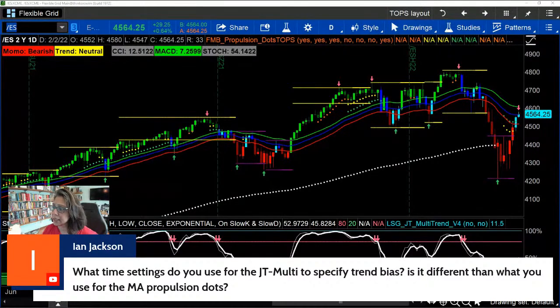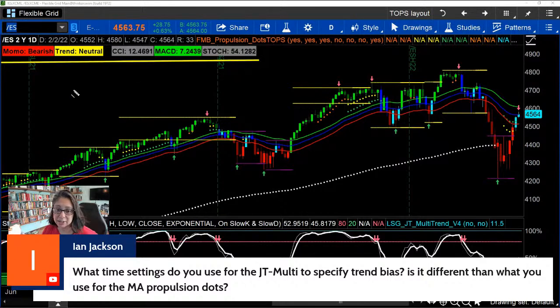The JT multi is basically the premium version of what I give members in any of the rooms, the JT trend flag. These things, I just call them trade flags. This is our trend flag. This is our momentum flag. And right down here, the two rows are the JT multi.